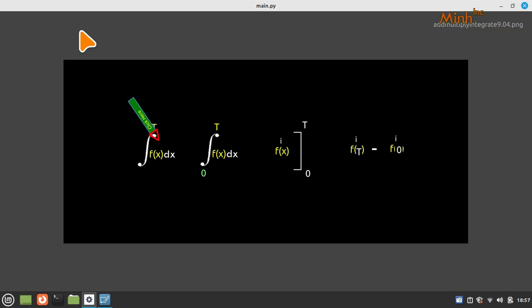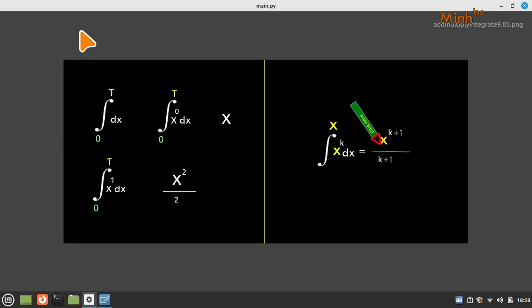If I have f(x) dx, it would convert to f(x) ds from 0 to t, and F(x), that is the integrated one, and t, then F(t) minus F(0). So upper limit minus lower limit. So this is what we have seen.